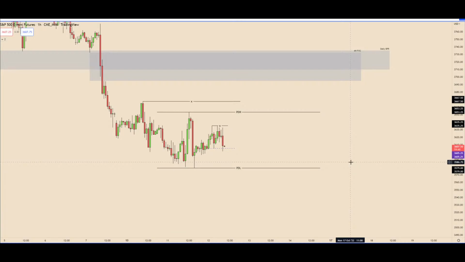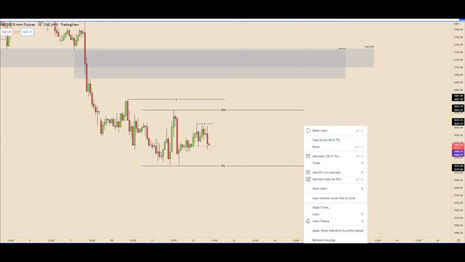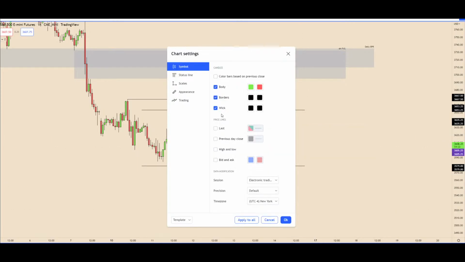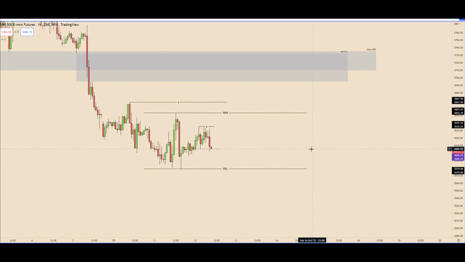How do you get the current price line to change color based on the candle? I don't know. It just does it, possibly in settings. Status line, values, background. I don't know. Maybe it's just the background of your... Yeah, I have no idea what that is doing. I don't know.